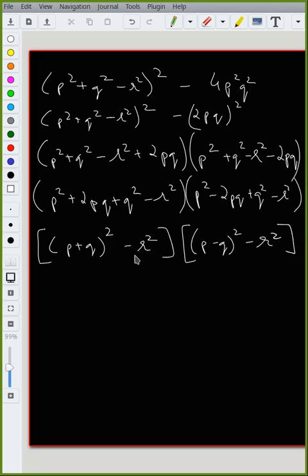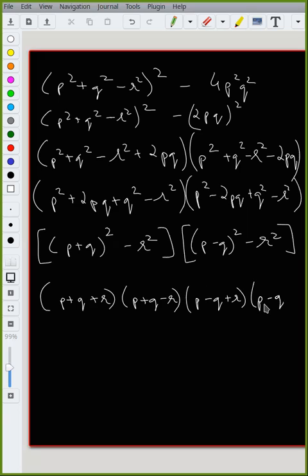Now this is again a squared minus b squared. So I can write this as p plus q plus r, and p plus q minus r. What about the next one? Again a squared minus b squared. So we'll get p minus q plus r and p minus q minus r. Don't get confused between the plus and minus, okay? So that's the final answer.